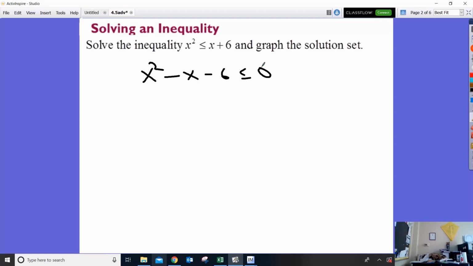Most of the stuff you do is going to factor. You need factors of -6 that add to -1. They exist: -3 and 2.